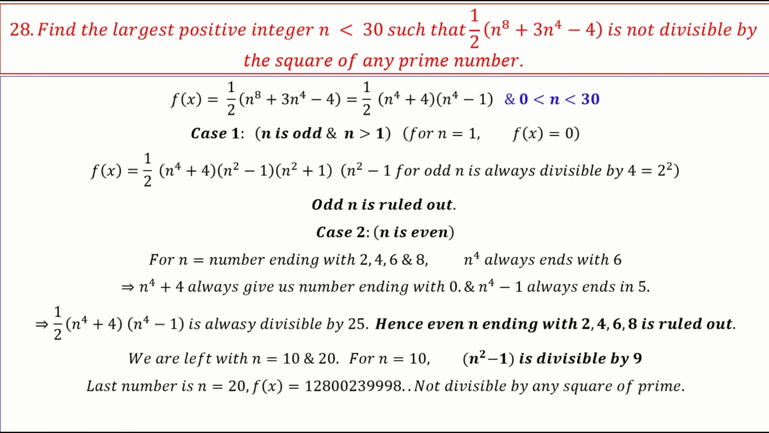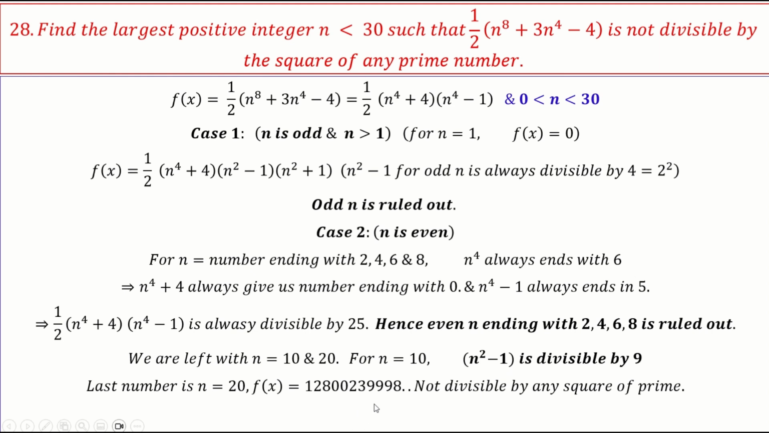Okay, just cross check the values. It won't take much time, because it's n power 8, so 20 power 8 you have to do, and next is 20 power 4. So I think you can easily do it. The number that comes is this one, and this is not divisible by 2 square, 3 square, 4 square, 5 square, which you can easily check. Then you can leave it.